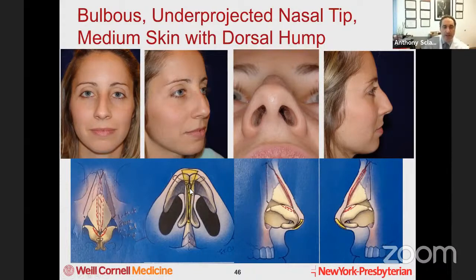We also use here a columellar strut to help project that tip, okay, because she's underprojected. We're gaining projection with the use of a columellar strut and with the use of our shield graft. We're getting increased projection.